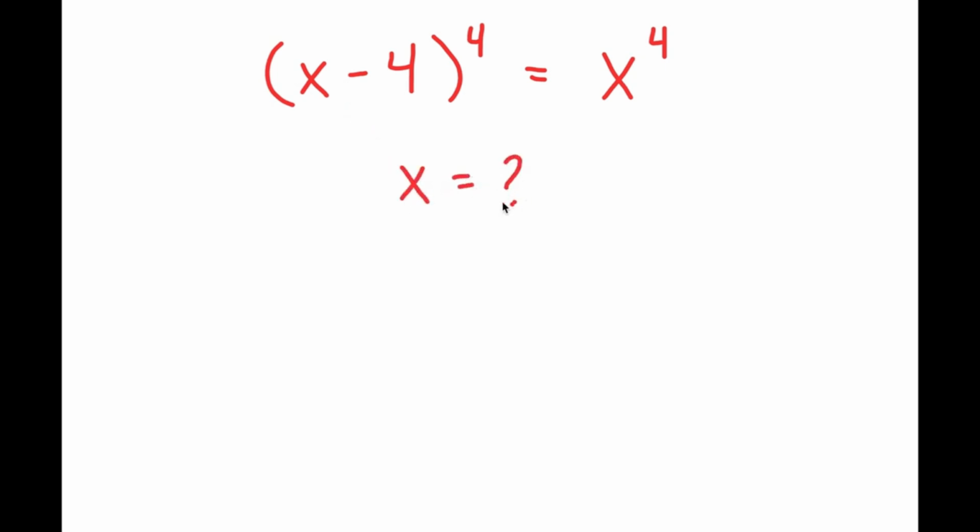Alright, so in this video, I'm going to be solving the equation (x − 4)^4 = x^4. My only variable in this equation is x, so that's what I'm going to be solving for. And now for my solution.